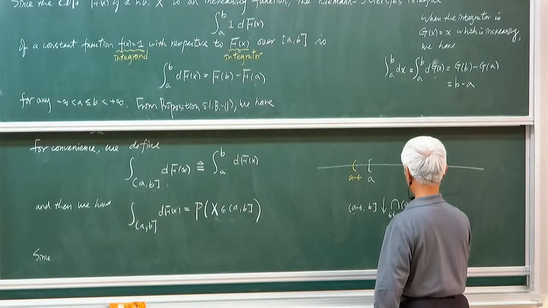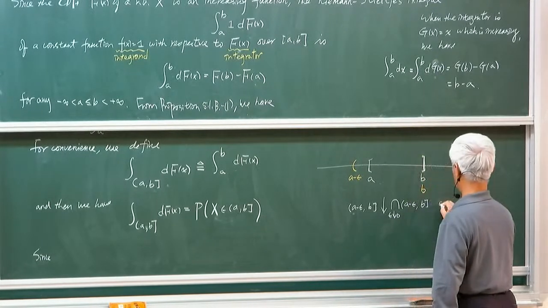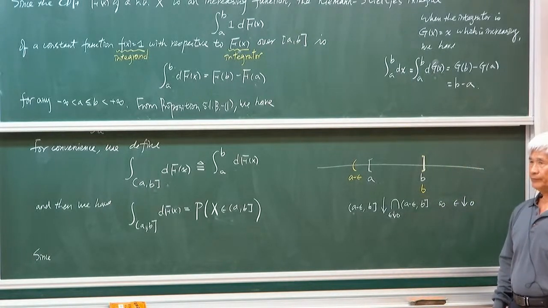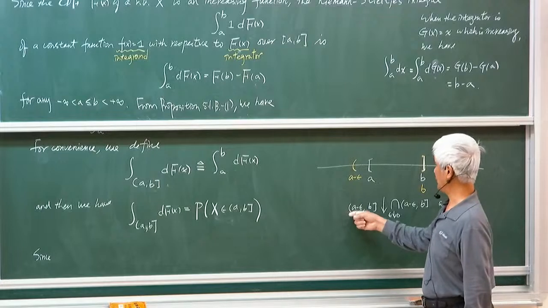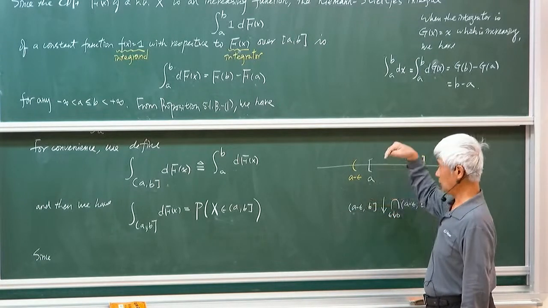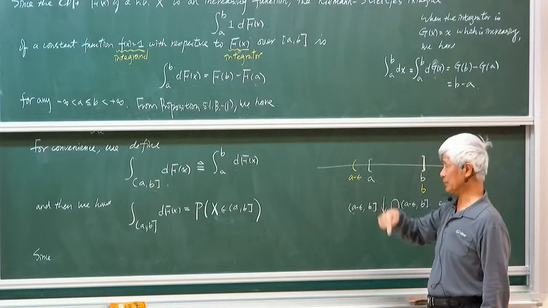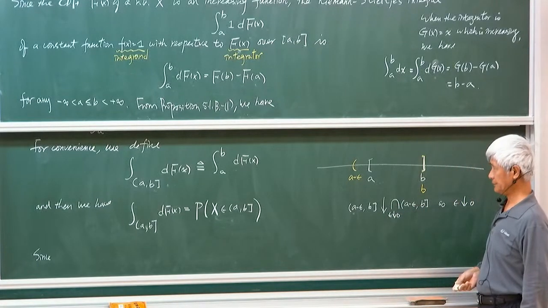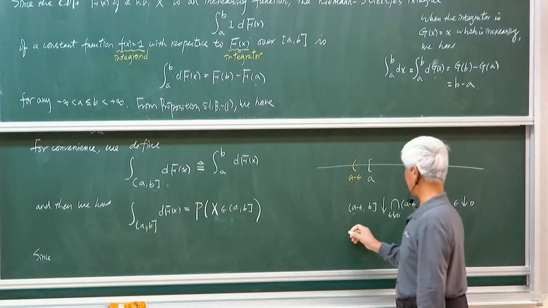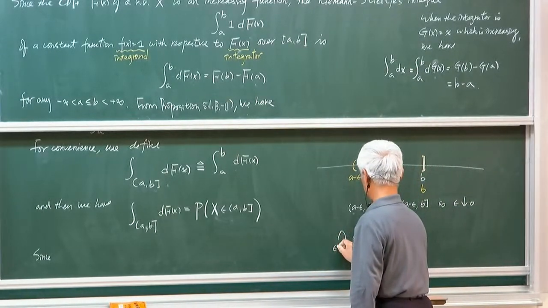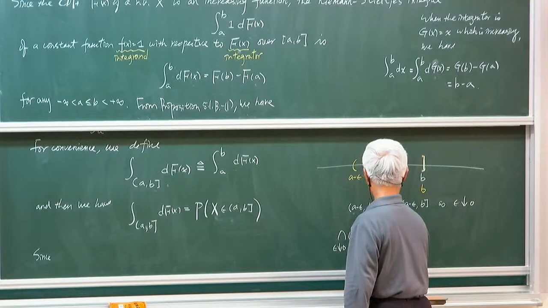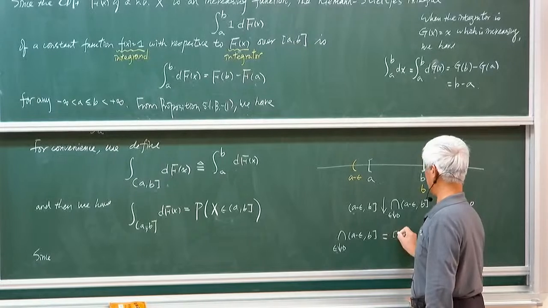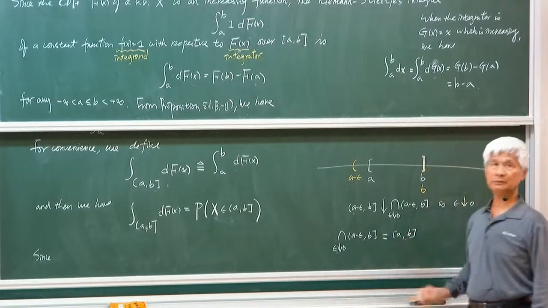A minus epsilon, B plus epsilon go down to 0. Okay. All right, so this half-open, half-closed interval will be going down. It becomes smaller and smaller, and then the limit is their intersection. And what is this intersection? As epsilon goes to 0, this is exactly the closed interval.